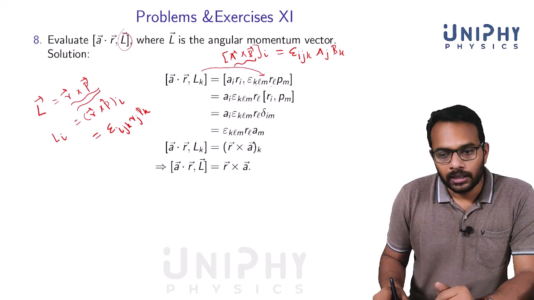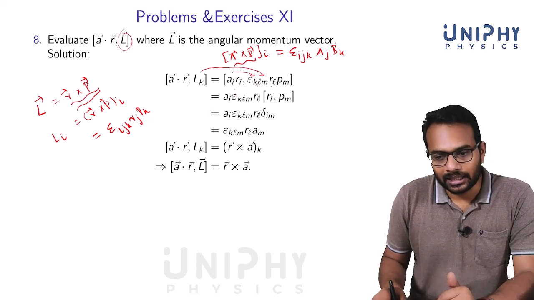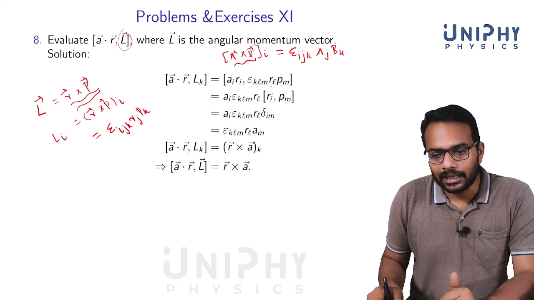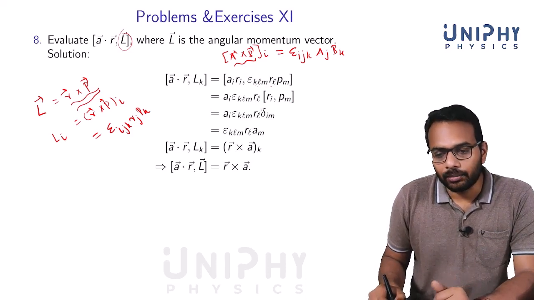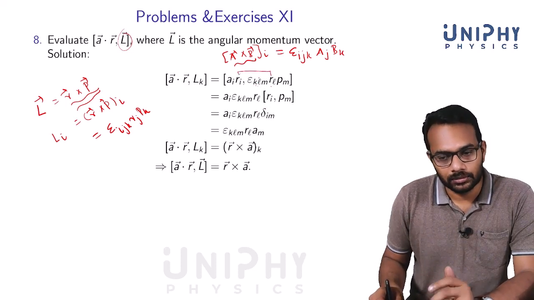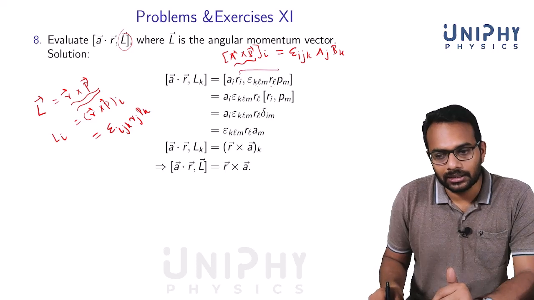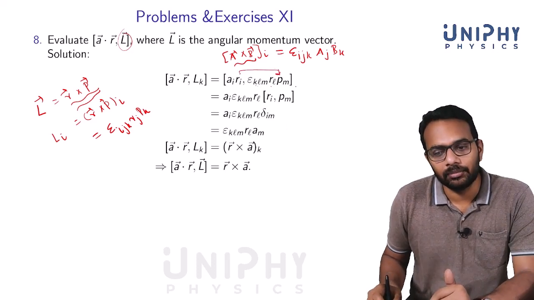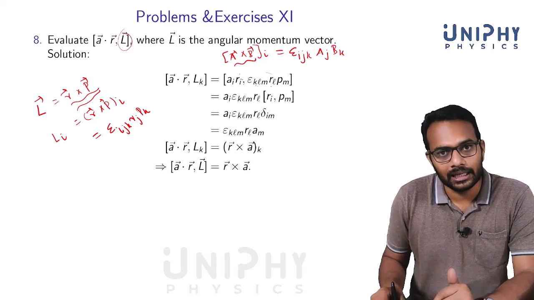Now I can pull these things out. These are numbers, ai epsilon kLm. There are two terms here, rL multiplied by the Poisson bracket of ri with pm, because ri with rL is 0. The only non-zero term is ri with pm. That's why I can pull this rL outside. That's why I have all these terms here.